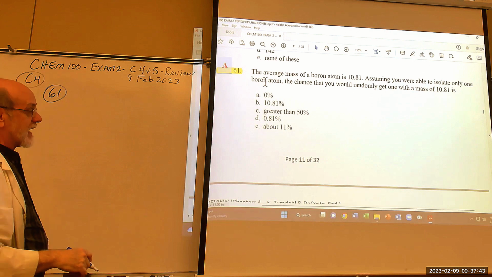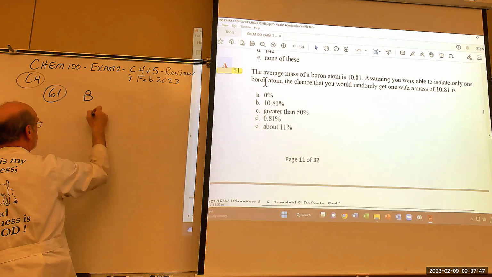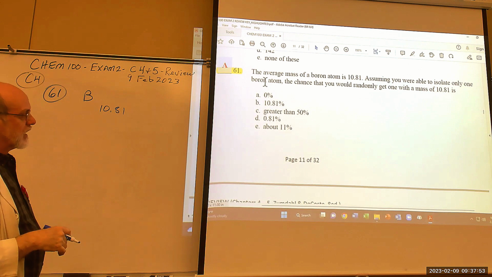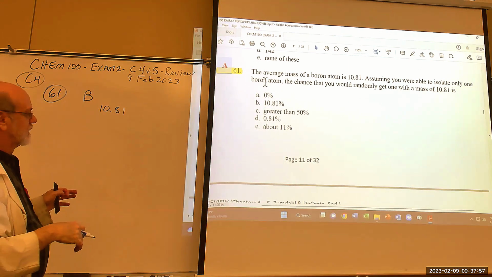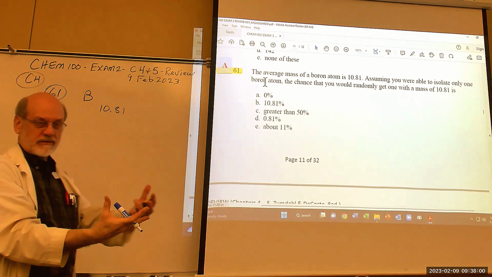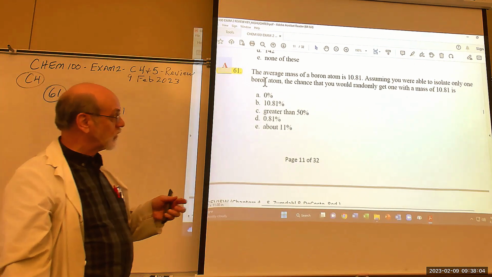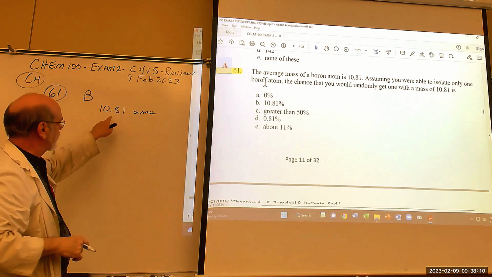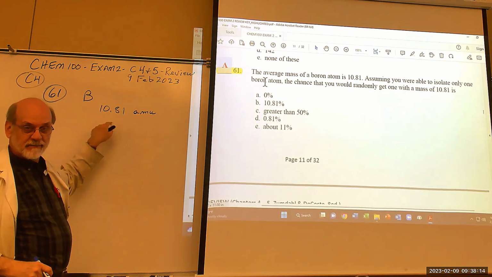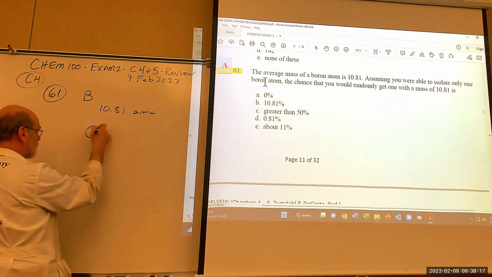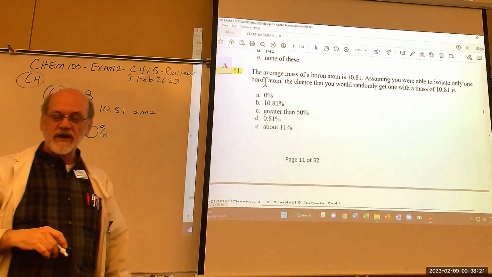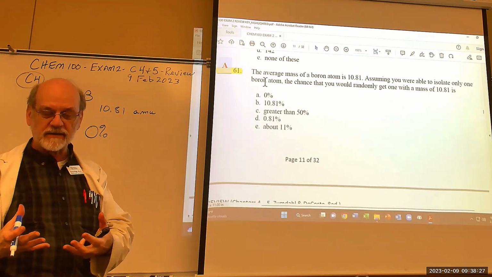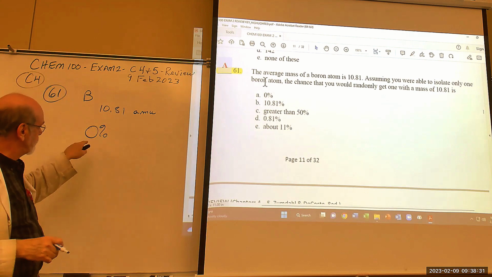The average mass of a boron atom is 10.81. 10.81 is the atomic mass, the atomic weight. Assuming you were able to isolate only 1 boron atom, picking 1 boron atom out of a collection, what is the probability of finding an atom of boron with that mass number? The probability is 0, because that number is a weighted average of all the isotopes in a naturally occurring sample of boron. There's no atom in there that's exactly that mass.